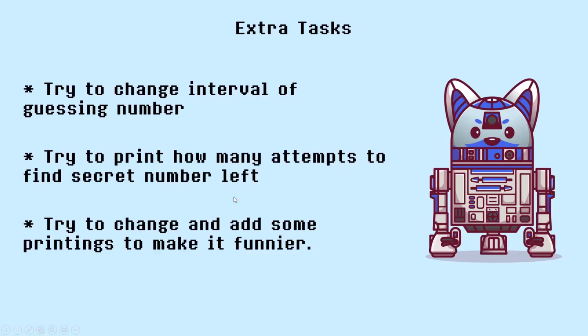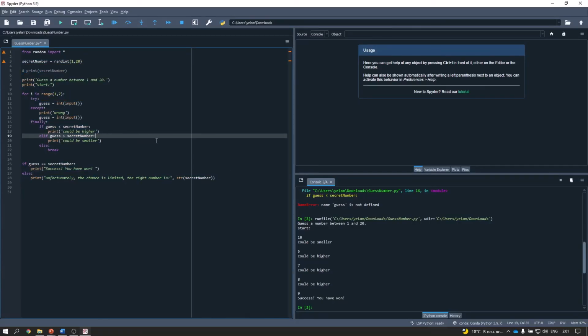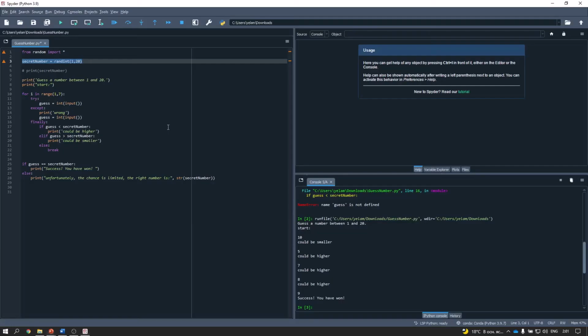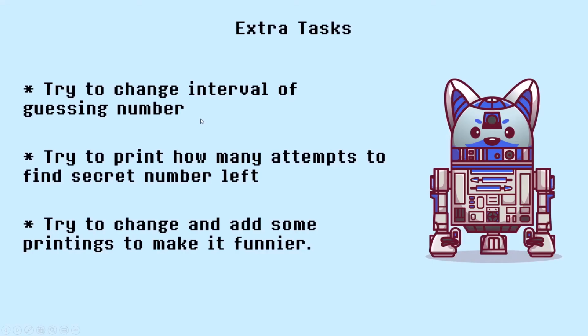And here I have some extra tasks for you. Try to change the interval of guessing. I will give you a hint here. You should look at this. To change the interval of number guessing, you need to take a look at this, and at the same time you should change this one too, because if you change this one, your player, like the user, might not understand why the number is not correct, and so on. So you should check this one also.